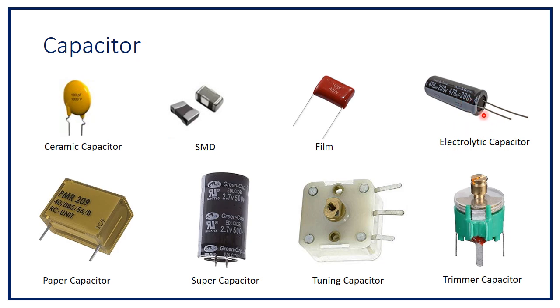This is an electrolytic capacitor. This bigger terminal is basically the positive terminal and the smaller terminal is the negative terminal. This is a paper capacitor. In this, paper is used as a dielectric. This is a supercapacitor. Basically, a supercapacitor is nothing but a capacitor with higher values. See, this is a capacitor of 500 farad.